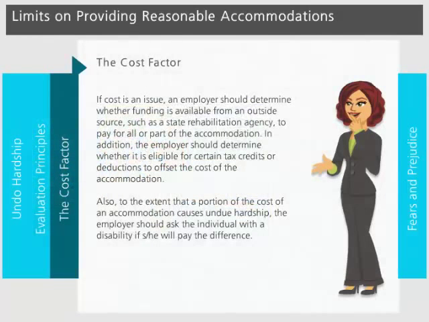The cost factor. If cost is an issue, an employer should determine whether funding is available from an outside source, such as a state or rehabilitation agency, to pay for all or part of the accommodation. In addition, the employer should determine whether it is eligible for a certain tax credit or deduction to offset the cost of the accommodation. Also, to the extent that a portion of the cost of an accommodation causes undue hardship, the employer should ask the individual with the disability if he or she will pay the difference.